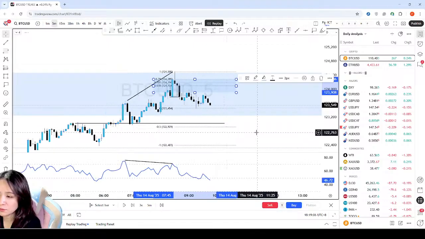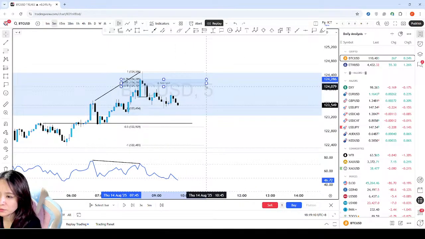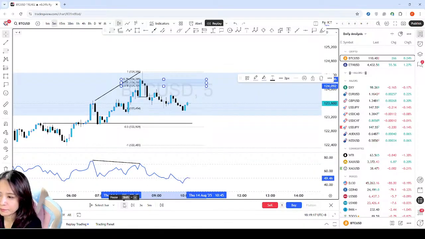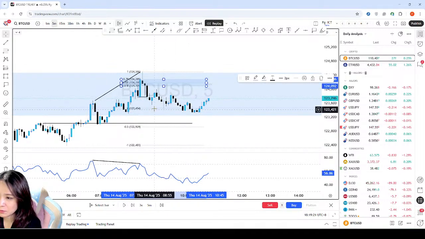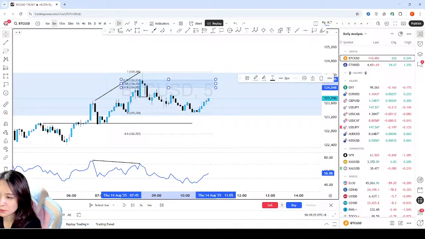Okay, we'll see. If you want to move it here, okay, where is the low? The low is here, so your zone is going to be here.